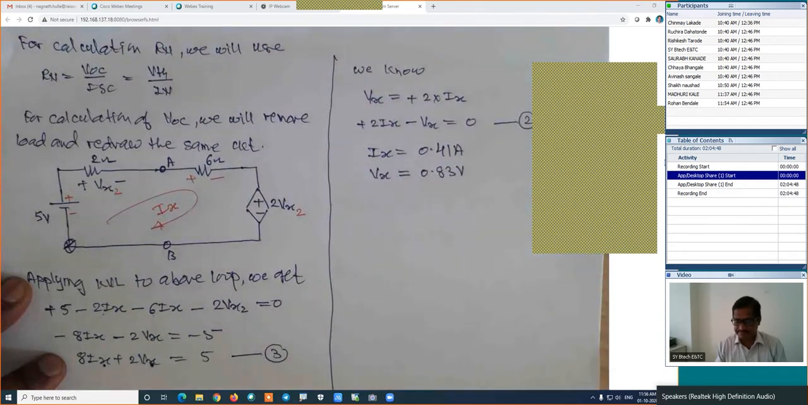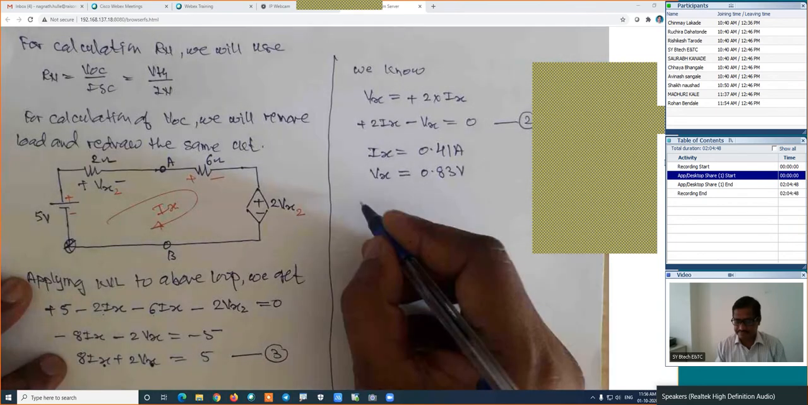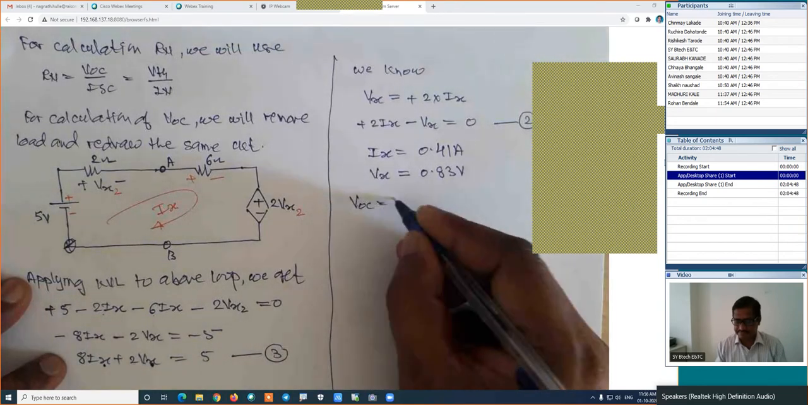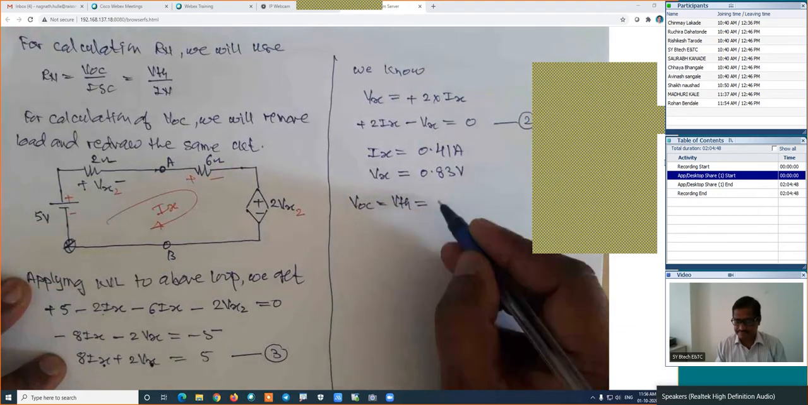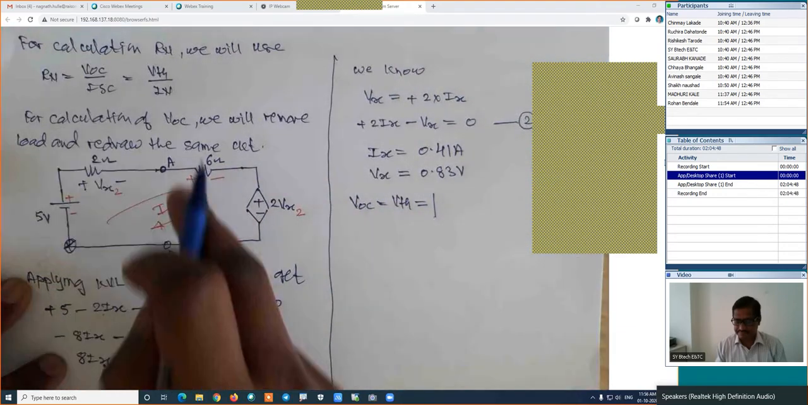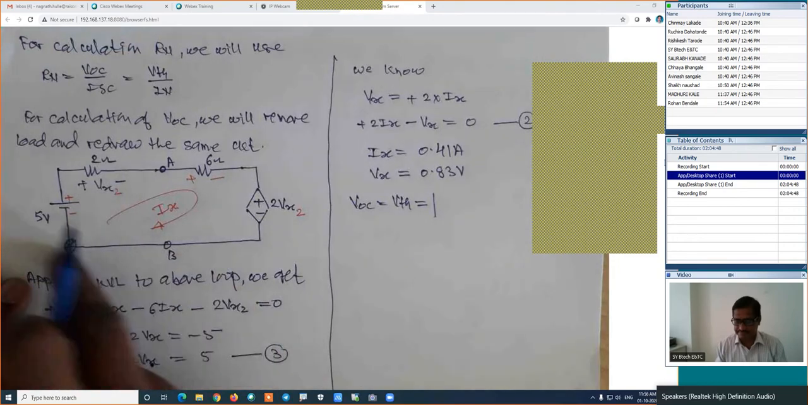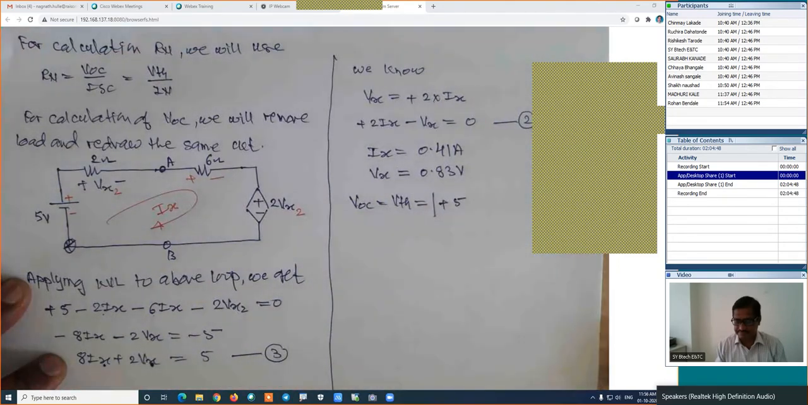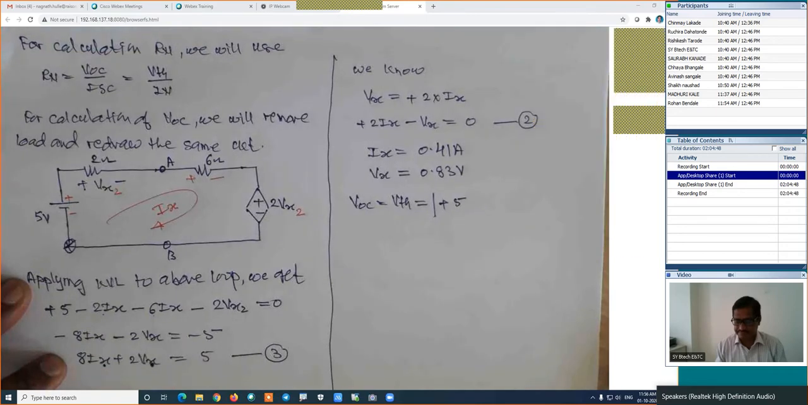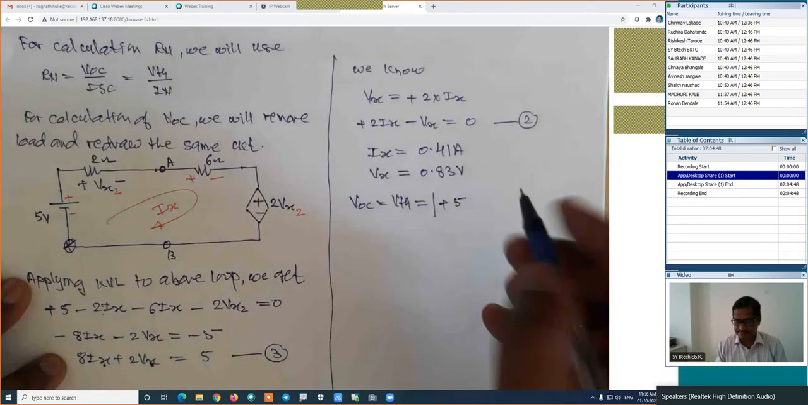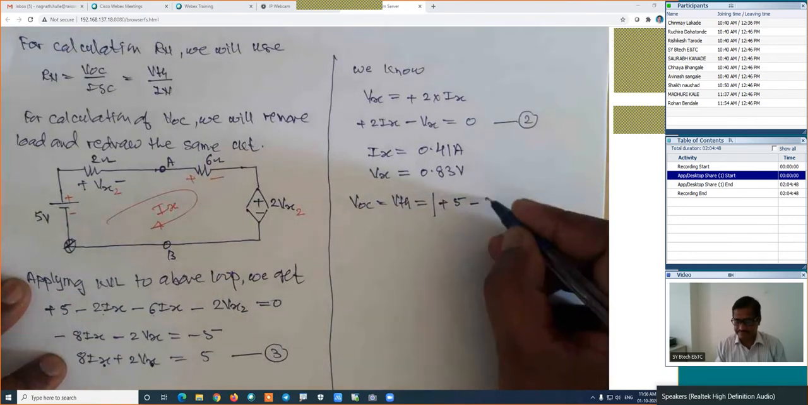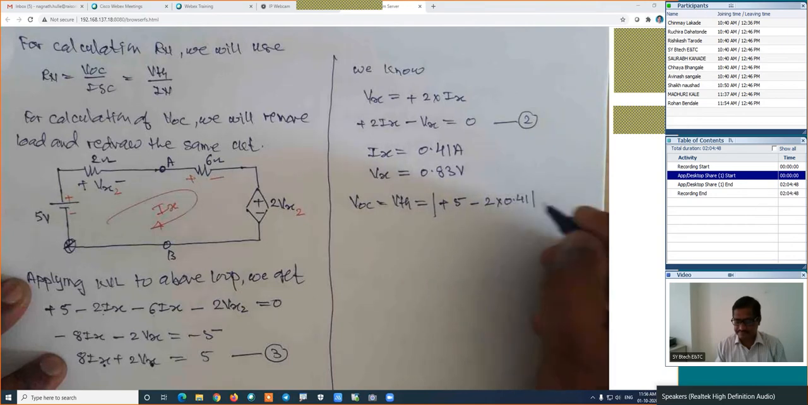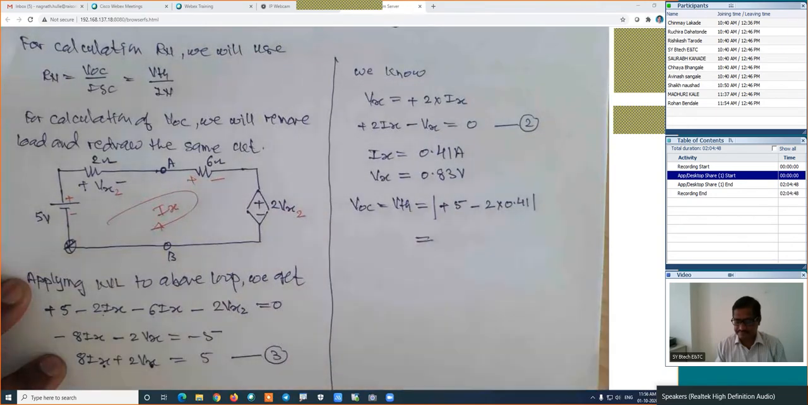Is it right? If we know Ix and Vx, then we will find the VOC, which is the same as VTH. We are traveling from the V towards A. You can use this path also, but I am using this path: negative to positive is plus, its voltage is 5. Then positive to negative, it is minus 2 into its current. How much is this current? Which is 0.41. Find VTH or VOC.